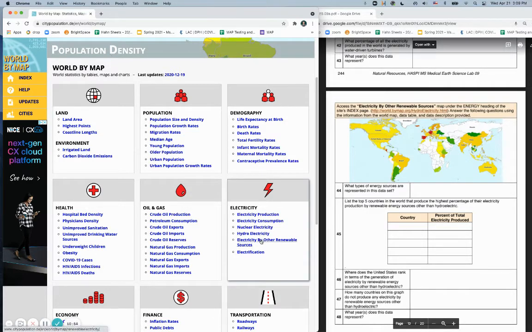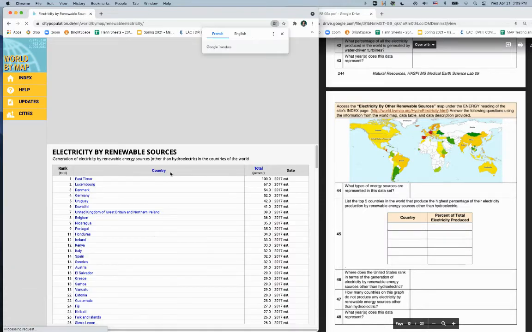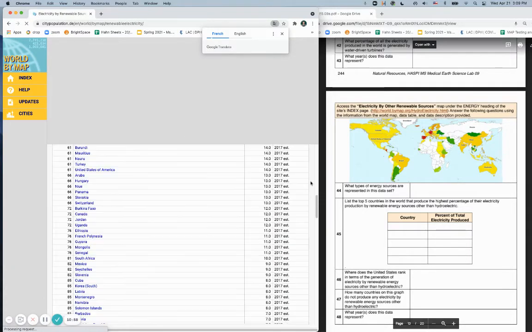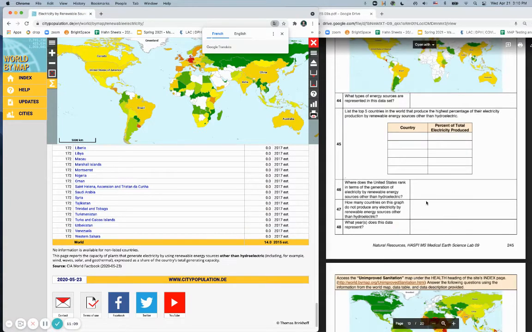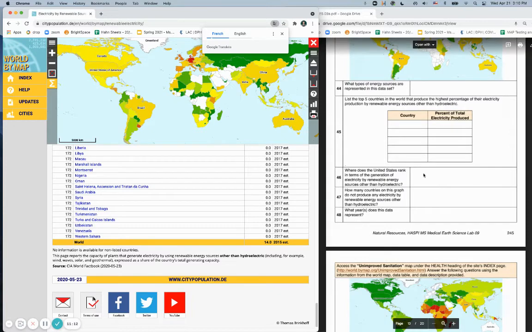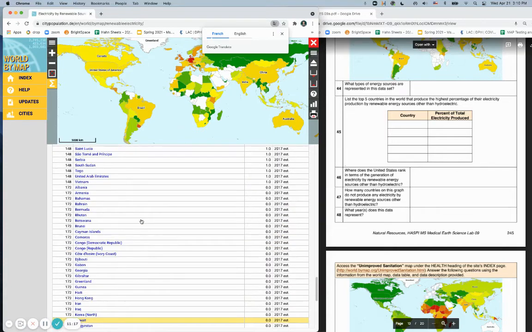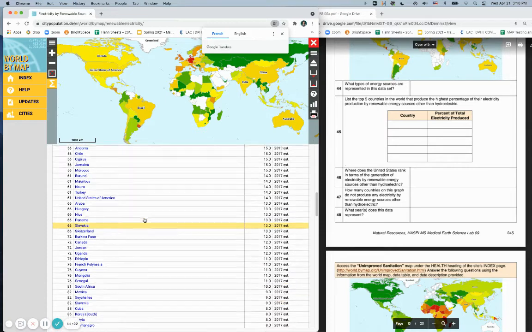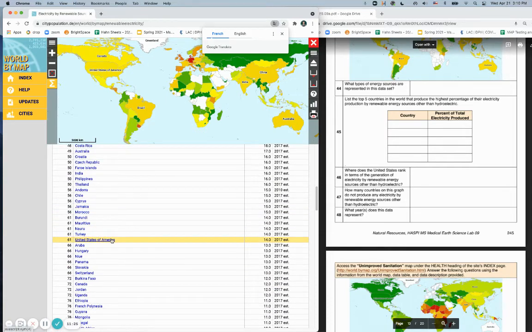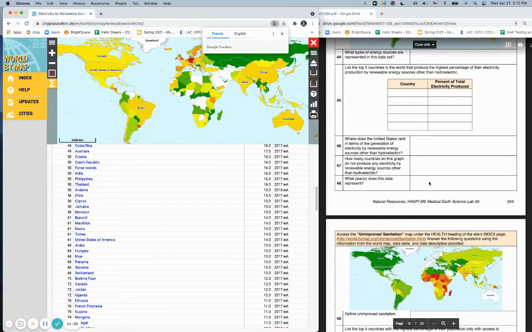Okay. Then the next section is going to be electricity by other renewable resources. So that will be right here, electricity by other renewable. And you might be wondering, what are the other renewable resources? So that would be right here, wind, wave, solar, geothermal. And where do we rank? How are we doing? So we might not be one of the top 5. So where do we rank? You'll be looking here, looking for the United States and seeing that we rank at 61 for non-hydroelectric, but other renewables.